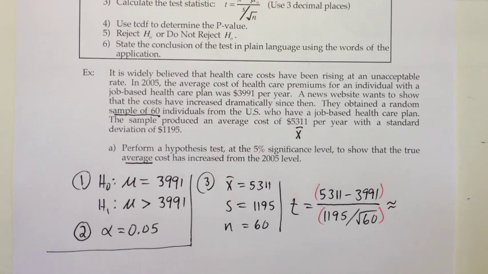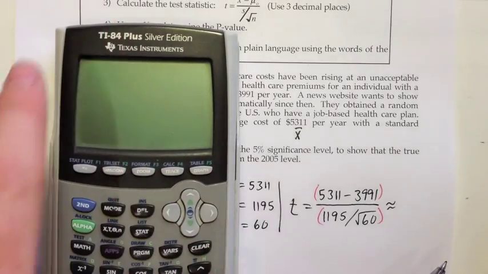So if you think about money and you thought something was going to cost about $3,991 and you found out when you got to, say, the register that it was $5,311, that seems like a lot more money than you were expecting. So I expect kind of a big t-score here, but let's see how that works out on the calculator.